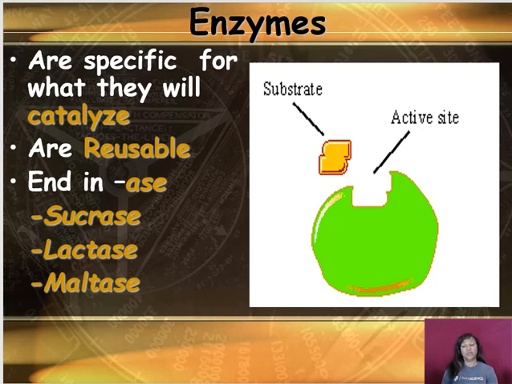So it's the same thing with an enzyme and its substrate. Enzymes are reusable. And also, to try to identify an enzyme based on terminology, basically they end in ASE. So sucrase, it's an enzyme; lactase, an enzyme; maltase, an enzyme, signified by that ending of ASE.